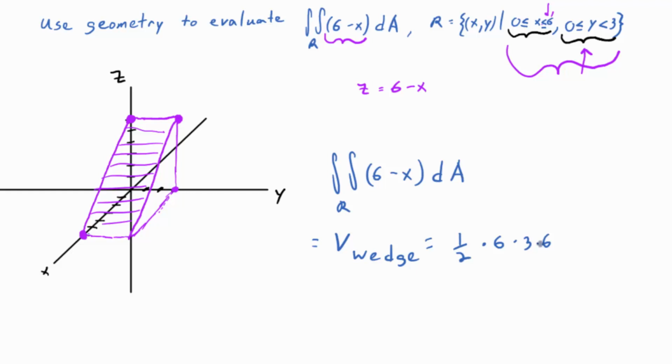And then, did I miss anything? No, I've got the length, the depth, and then the height is 6 also. So does everybody see where these numbers are coming from? Okay. Does everybody see where the 1/2 comes from? All right, we're good then. So what does that turn out to be? 54.